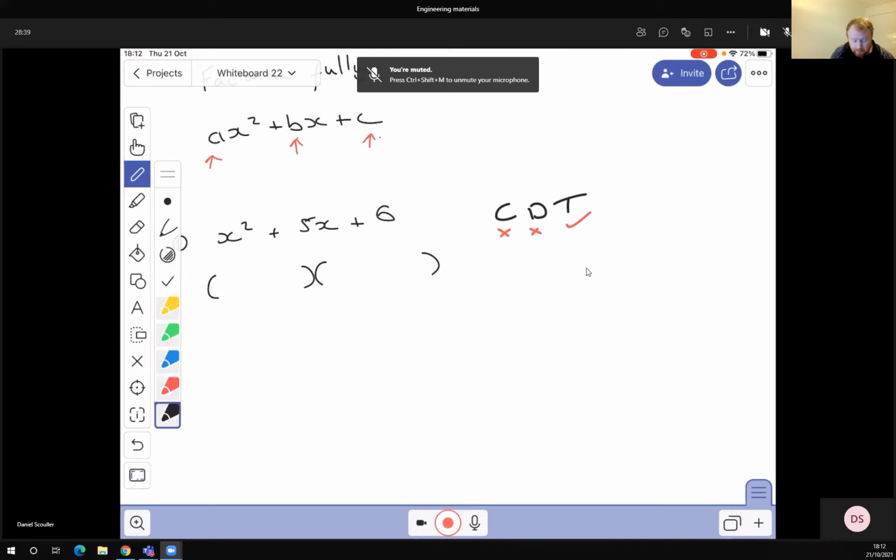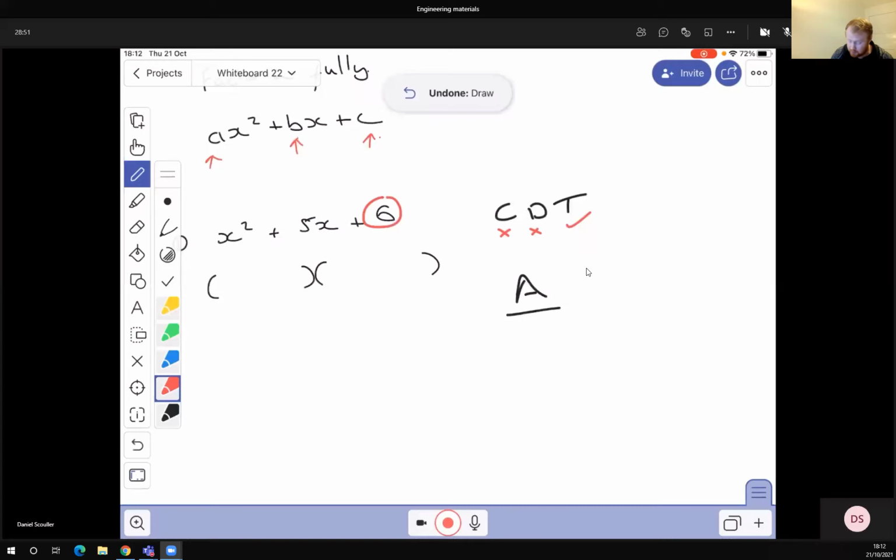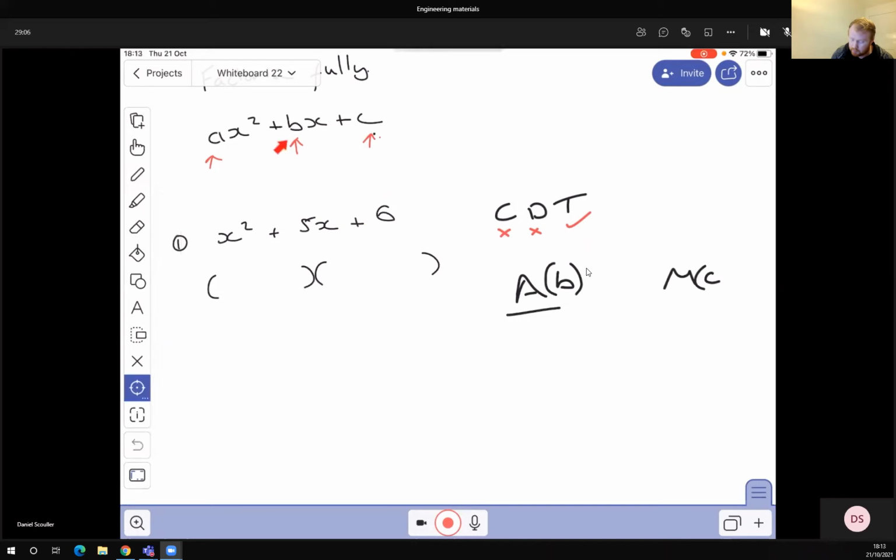Then the process: we're looking for something that adds together to make the b term, in this case 5, and multiplies together to make the c term, in this case 6. So it adds together to make b, and multiplies together to make c. Those letters come from here.